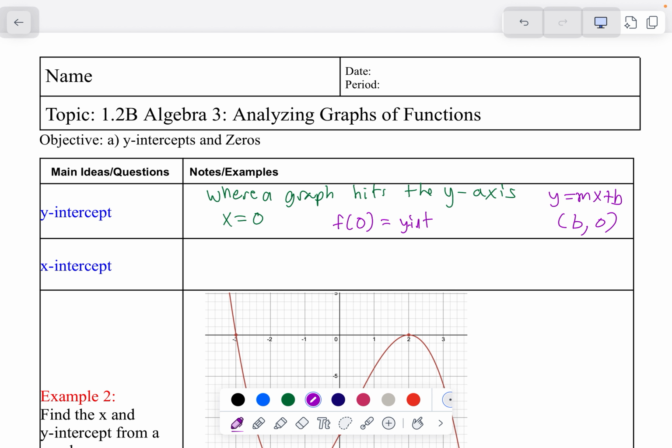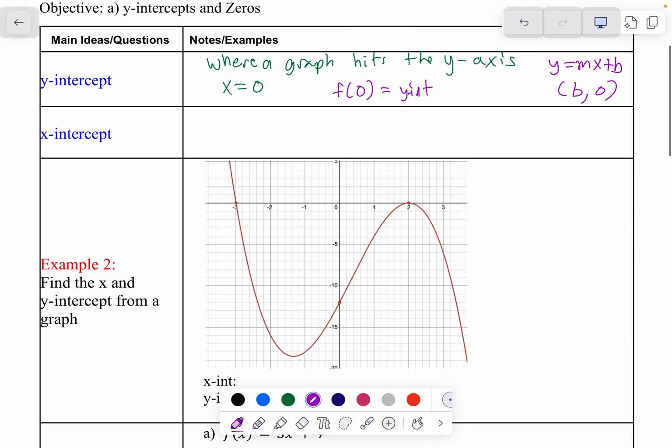So I want to go down to the example and look at it. If you look at this point right here, that is the point (0, -12). So our y-intercept is (0, -12). You can say that your y-intercept is negative 12, but I like you to think of it as a point because that is a little more accurate, and it leads us to other things later on.